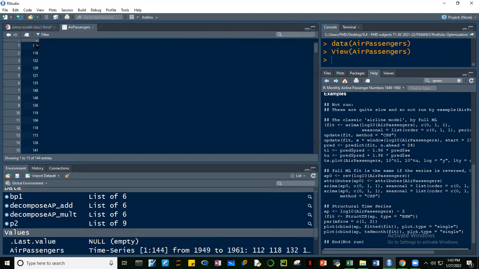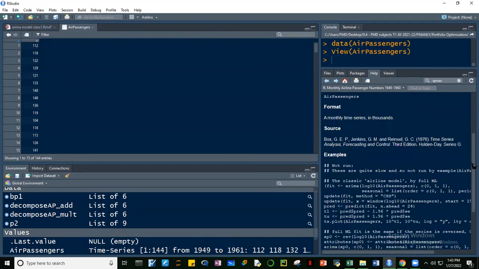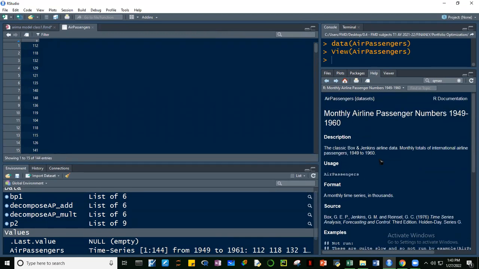Okay, so univariate lang siya, no? Isang variable lang. 144 observations. Ano kasi siya from 1949 to 1960, so that's 12 years. Monthly data, so that's 12 times 12, that's 144 na, no? So yung data natin na airline passengers, that comes from the datasets package.